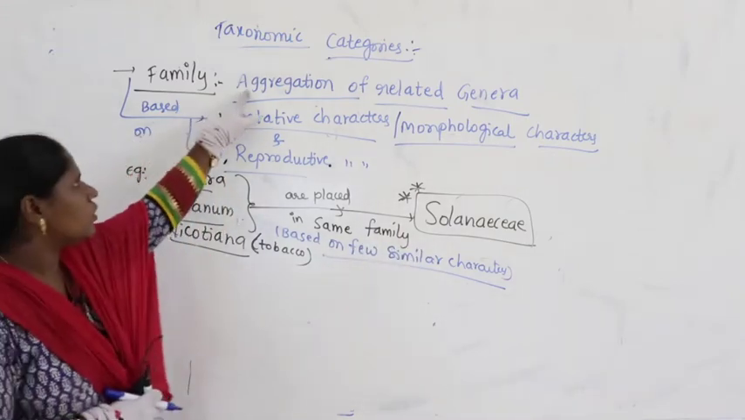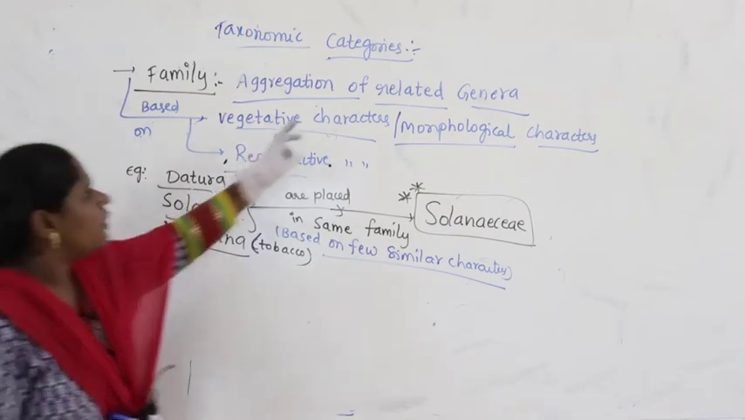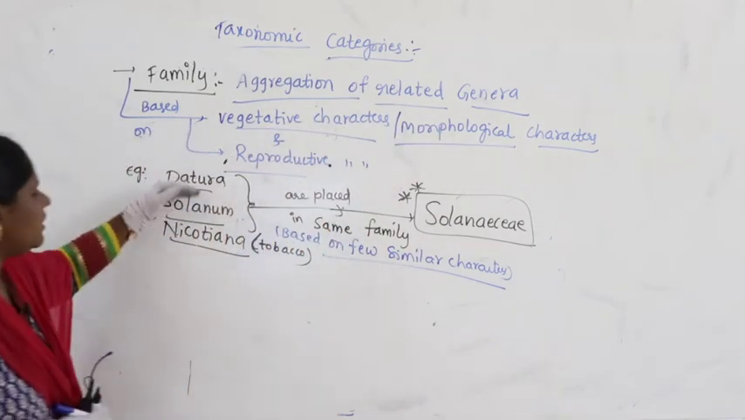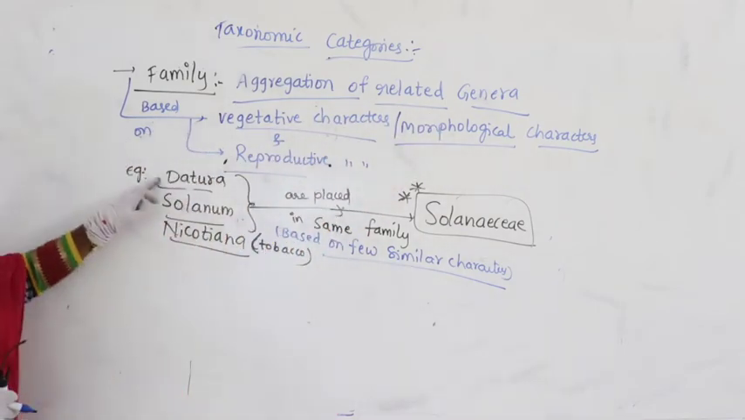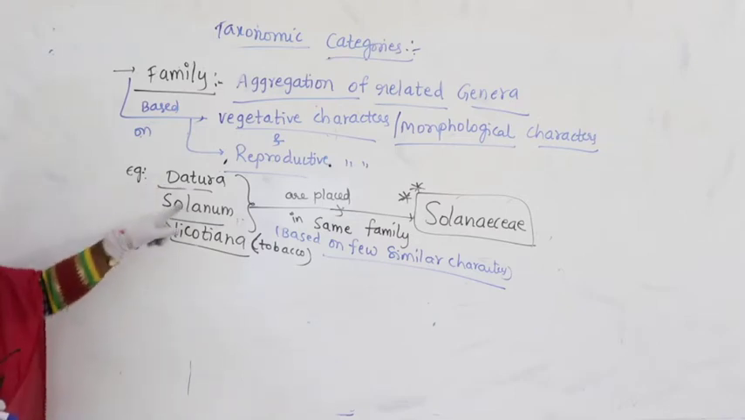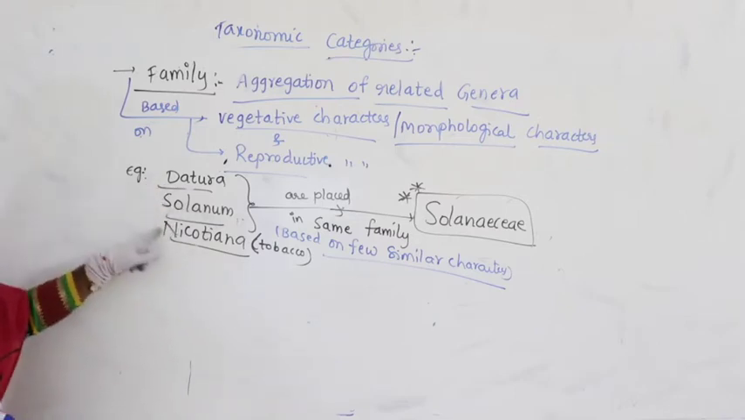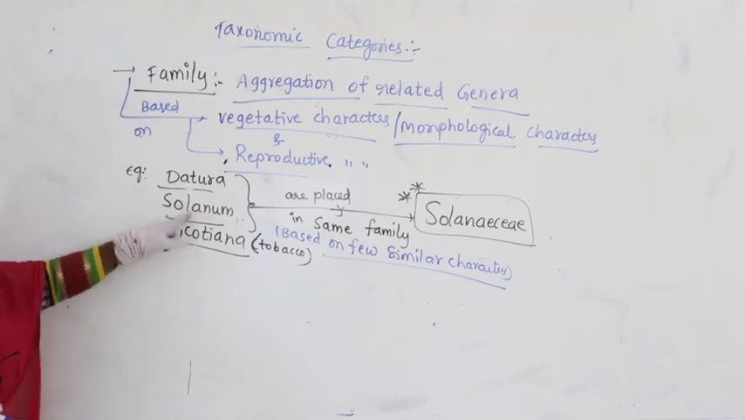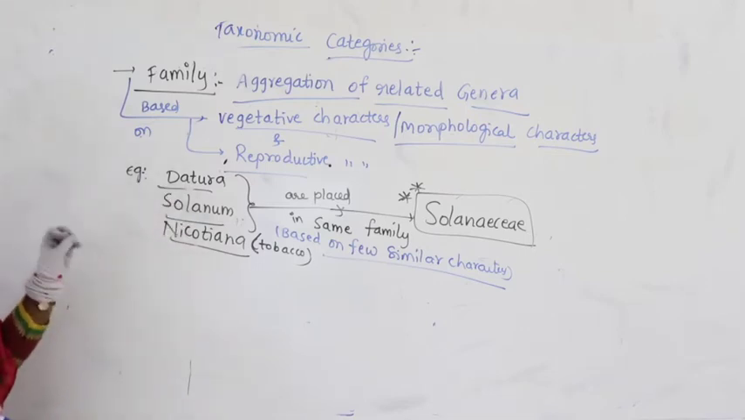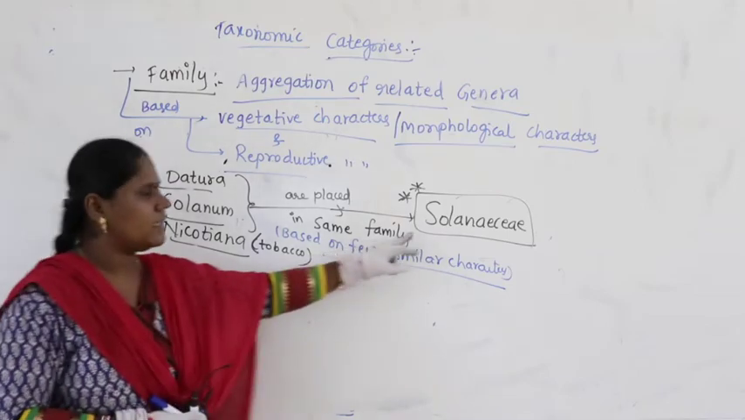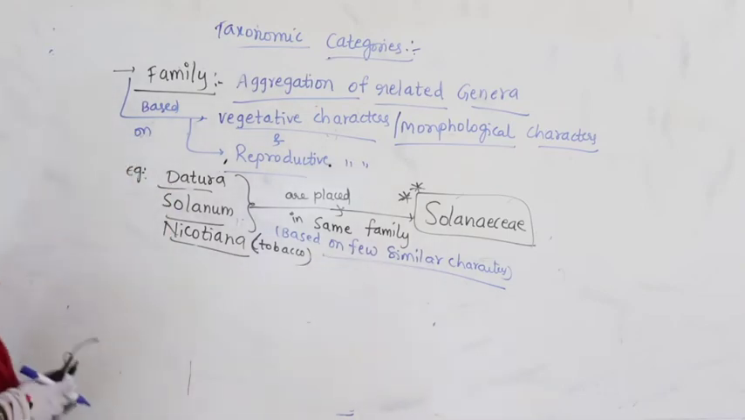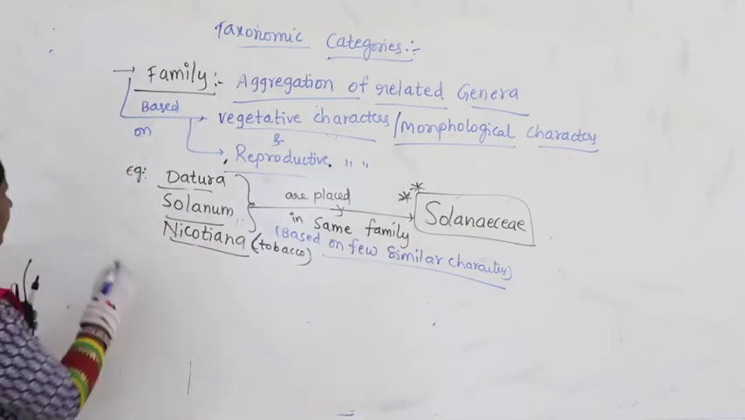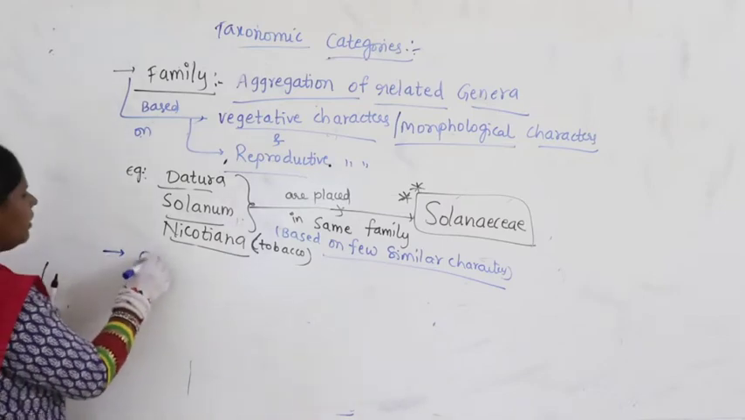So it is an aggregation, a combination of related genera. Even though this genus is different, a few characters match with these two. Even though this is different, a few characters match with the other plant. Because of a few characters which are common in all three plants, together we are placing them in the family called Solanaceae. Right. Now let us go with the next one, called order.